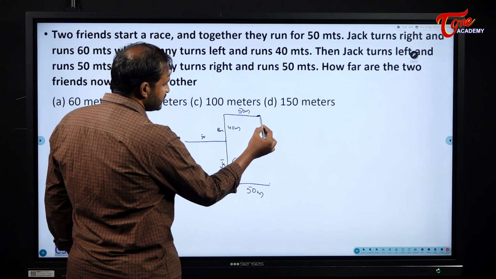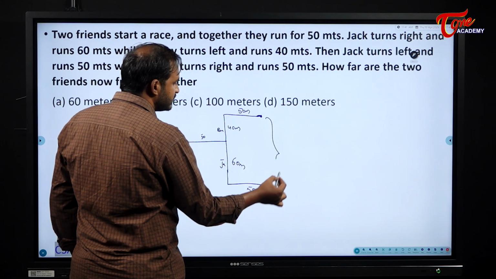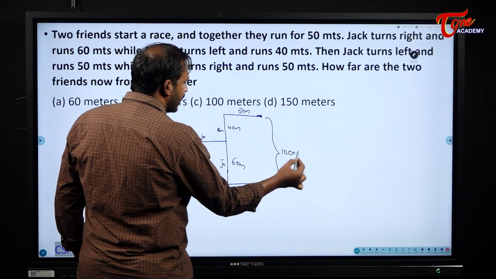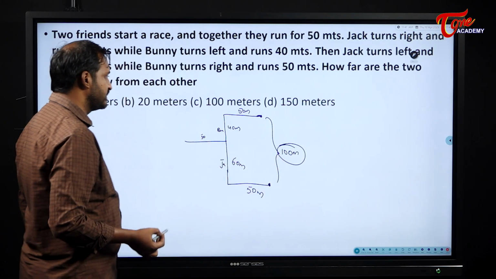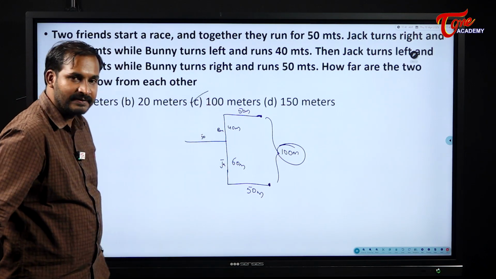Now, these 2 points are exactly in a straight line, right? Why? Because 50 and 50. Now what distance are they from each other? 100 meters. Why? Because this is 40 and this is 60. So these two friends are 100 meters apart from each other.